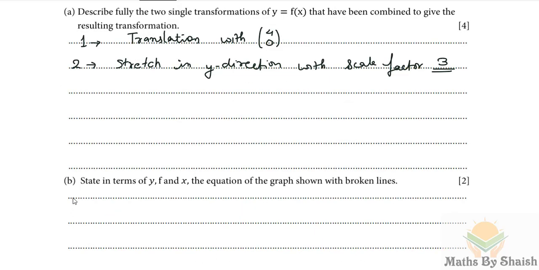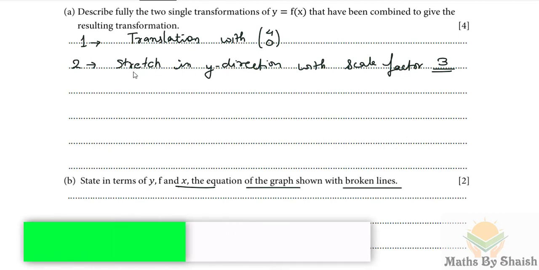And here's the B part. State in terms of y, f and x the equation of the graph shown with the broken lines. So we have seen from the first part that there are two transformations, the first one is translation and the second one is the stretch.